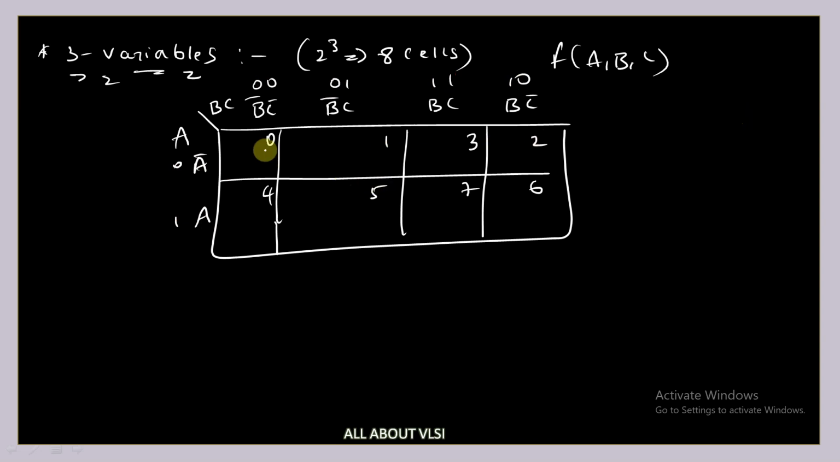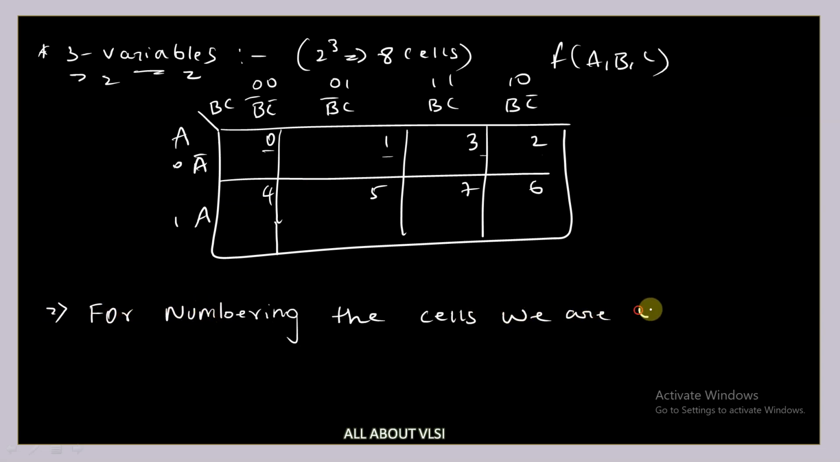If you carefully observe, we are writing 0 1 3 2 4 5 7 6. So what type of coding are we using? Can you guess what type of coding we are using? Are we using the binary code here? Basically, for numbering the cells, we are using gray code. So why are we using gray code? Any idea? For numbering the cells of the K-map.